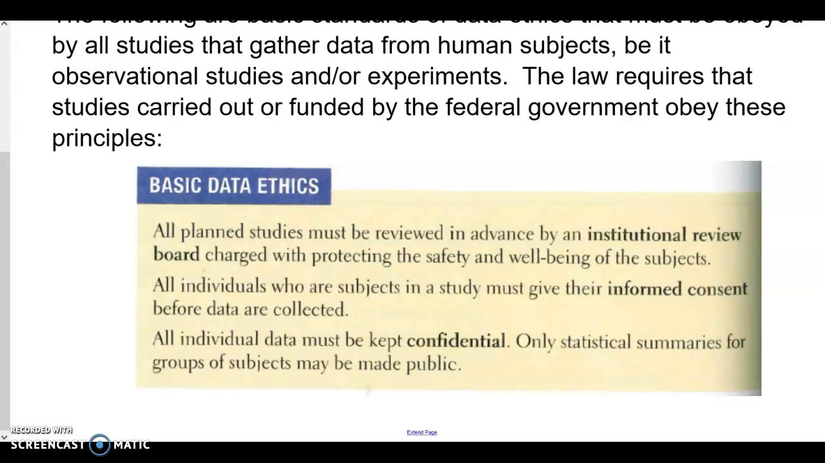So that's just one of the things. It's one thing when you're providing a treatment, giving somebody a treatment. All individuals who are subjects in a study must be given informed consent. So they must allow you to do that. And then the confidentiality piece. Basically you can't collect data off of people if they don't know you're collecting it. That's what informed consent means. And then you can't tell everybody else, oh, this is what this specific person did or what happened to them.